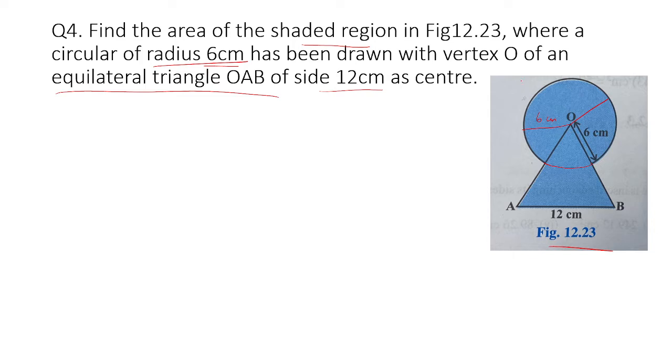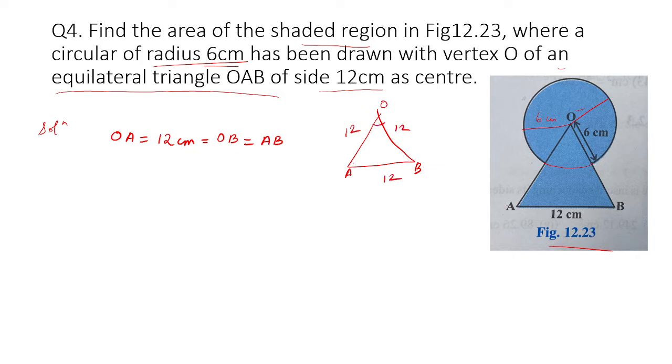And what have they given? They have also given that there is an equilateral triangle OAB with sides 12 centimeter each. So that means, I'll just write it here, you have a triangle like this, given as O, A and B. They have said OA is equal to 12 centimeter, which is also equal to OB, and this is equal to AB, because the property of an equilateral triangle is that all the sides are equal and all the angles are equal. Clear? All the sides are equal, all the angles are equal.